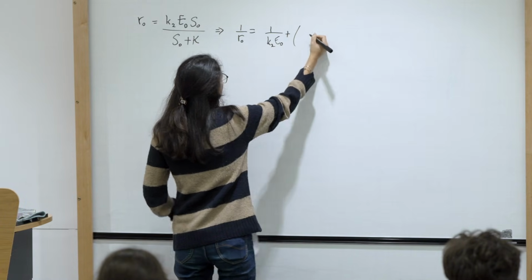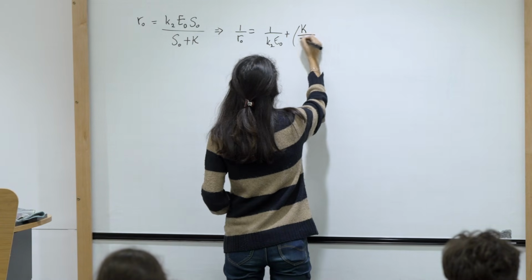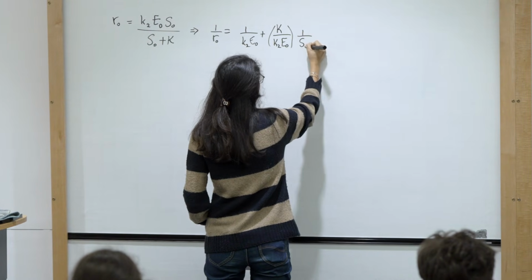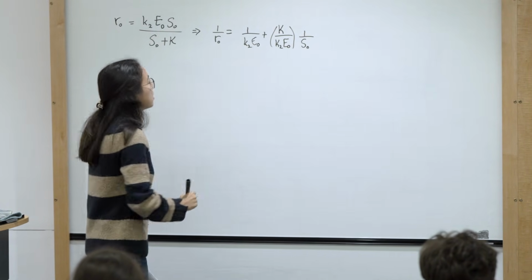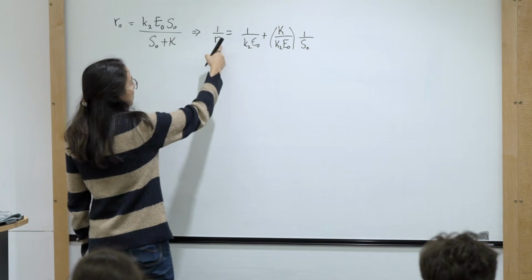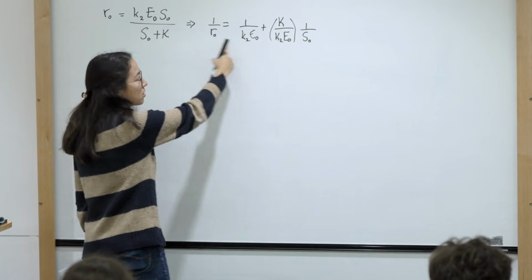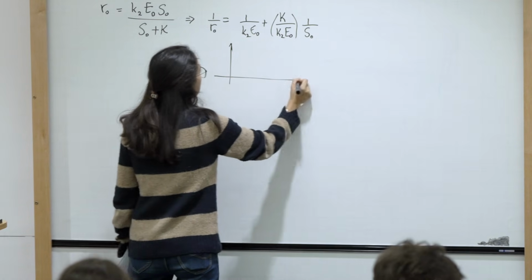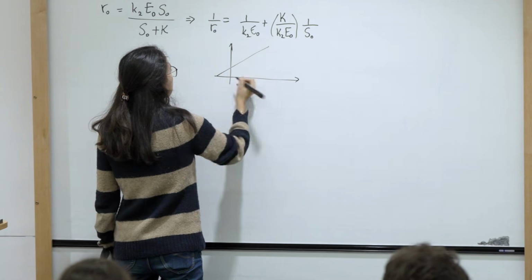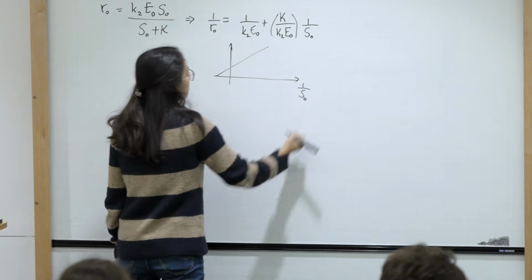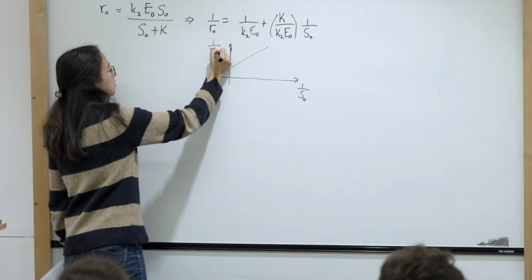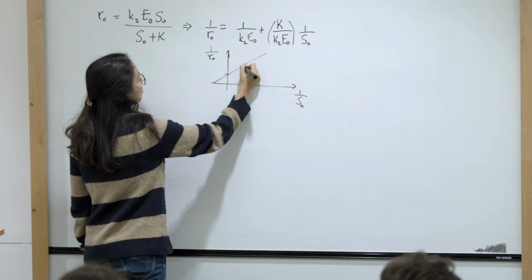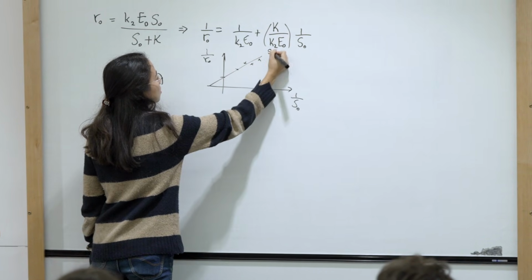And then we had some slope here, which was K over k2 E0, multiplying the reciprocal of the concentration of the substrate, right? So basically I said that this is a linear function for 1 over R0 in the variable 1 over S0. If you were to plot this, you would get something like this. This is the axis of 1 over S0, this is 1 over R0. So the intercept would be this, and if you had a bunch of data points, we said this would be the slope.